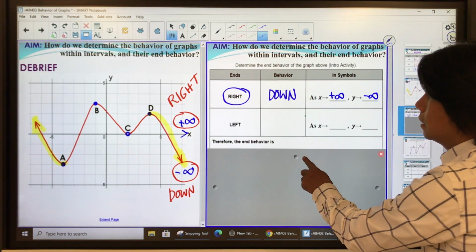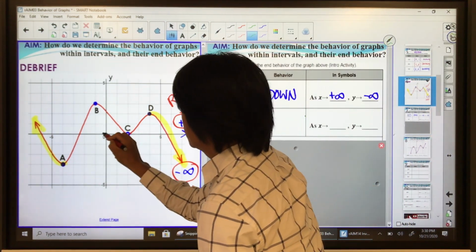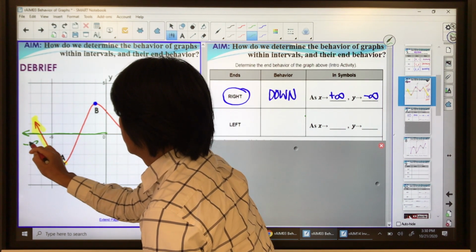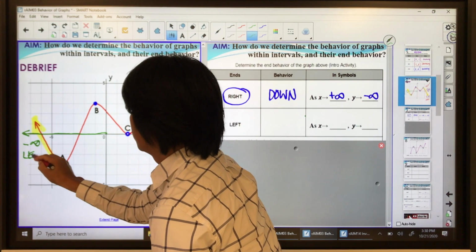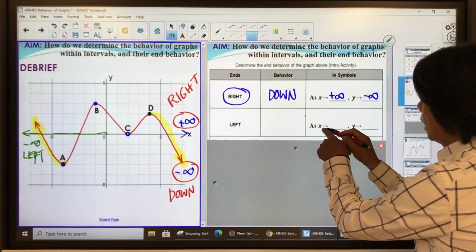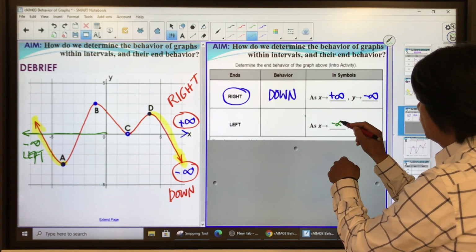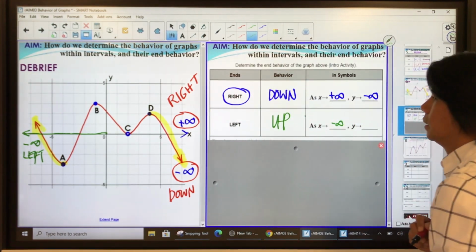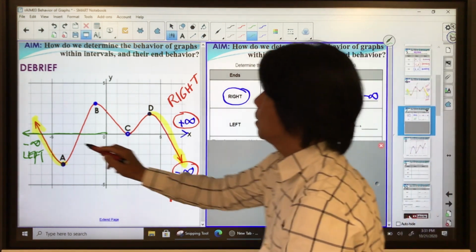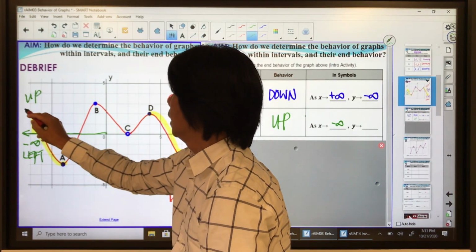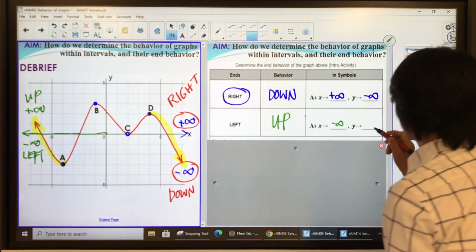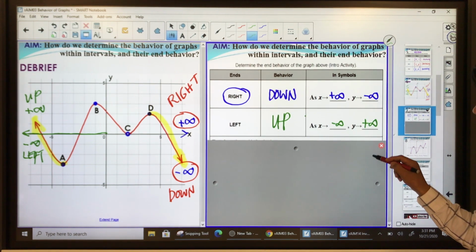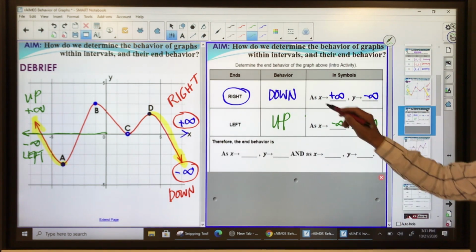Now let's take a look at the left end. So left is going to that direction, and that is negative infinity because it's to the left. This is as x approaches negative infinity, what happened to the graph? It goes up, right? So what is the symbol when it's going up? It's positive infinity. There you have it.